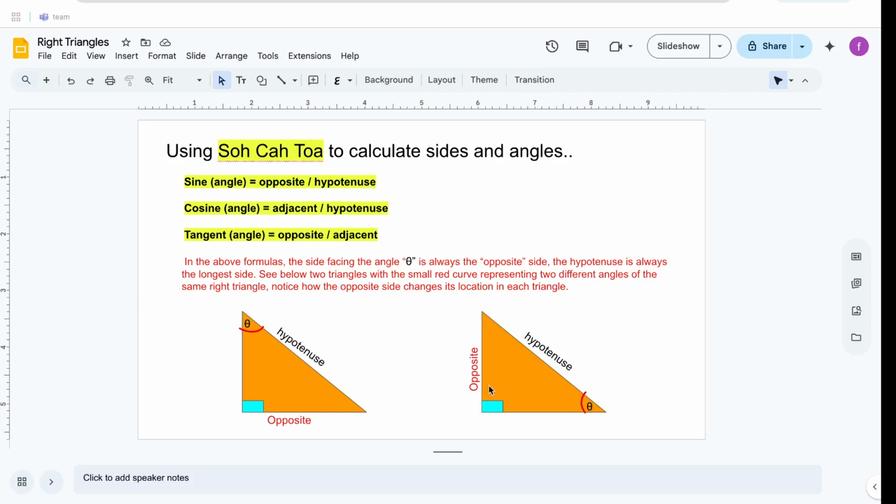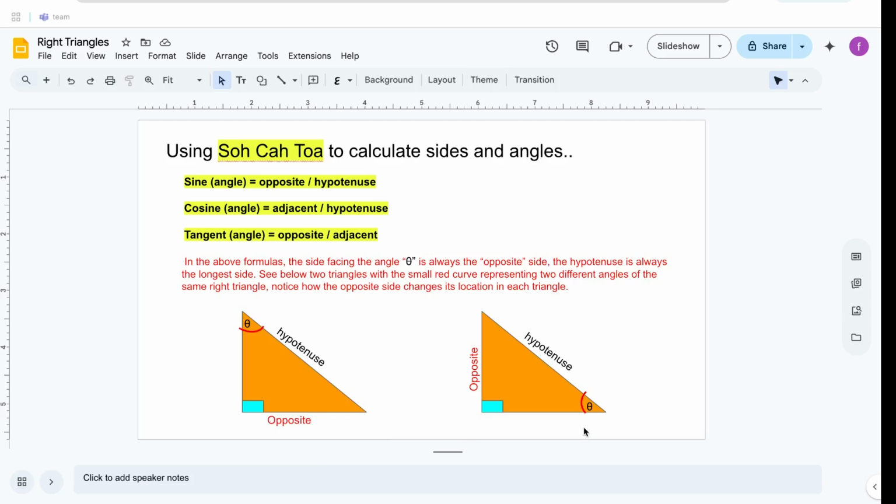The hypotenuse is always, as we know, the longest side of the right triangle, and is always the side facing the right angle. The side left becomes the adjacent. In this case, this is the adjacent side, and in this case, this is the adjacent side. So remember, if you have this acute angle, if you look at the side that is opposite to this acute angle, of course, this is the opposite side.